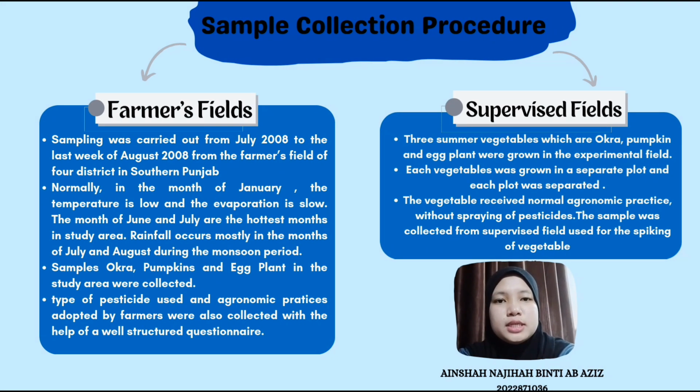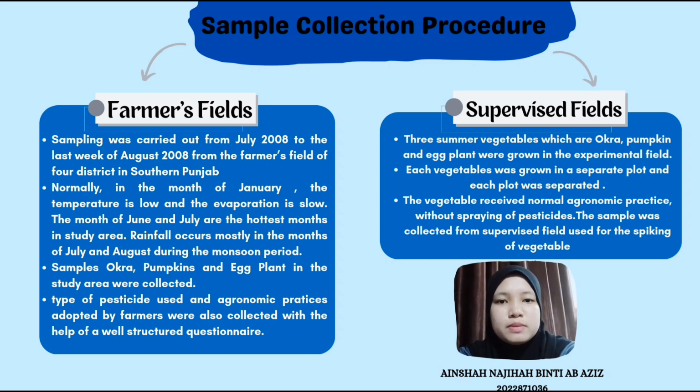Sampling collection procedure. The first one is from the farmer's field. Sampling was carried out from July 2008 to the last week of August 2008 from the farmers' fields of 43 sites in southern Punjab. Normally, in the month of January, the temperature is low and the evaporation is low. The months of June and July are the hottest months in the study area. Rainfall occurs mostly in the months of July and August during the monsoon period.